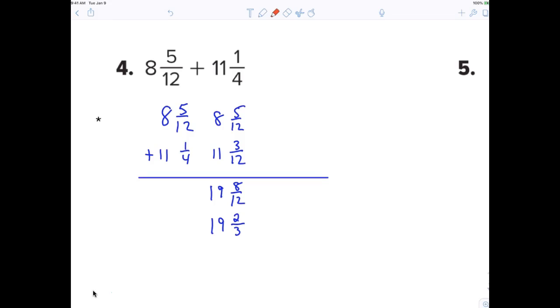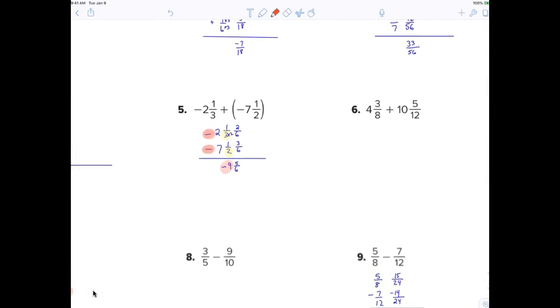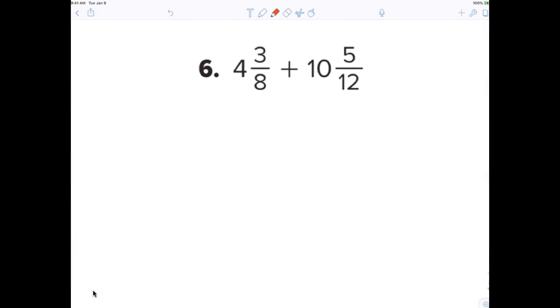Are you having trouble with this part of the problem? All right, everybody okay with that? All right, here we go. Number 6. Number 6 is kind of the same principle here. You have to be careful with a common denominator. Xavier, what's our common denominator going to be? 24. Thank you very much.